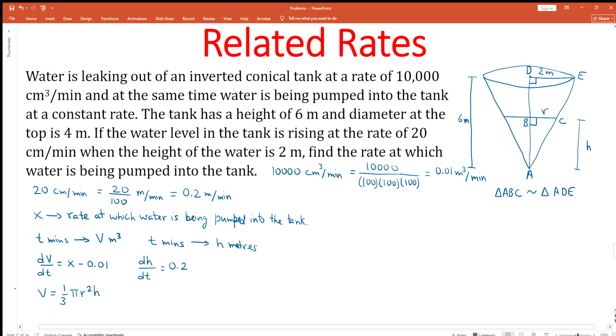That means AB over AD should be equal to BC over DE. The length of side AB is h, the length of side AD is 6, the length of side BC is r, the length of side DE is 2. We can isolate r in this equation on the right side. We should cross multiply 2 to the left side. I get 2h over 6 equals r. We can reduce 2 and 6. I get r equals h over 3.